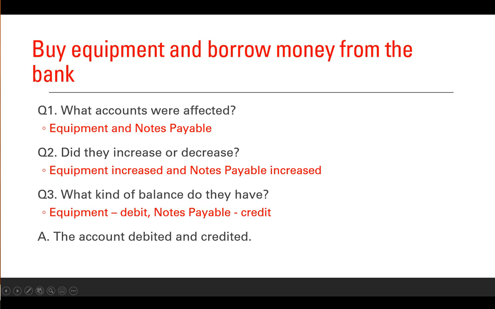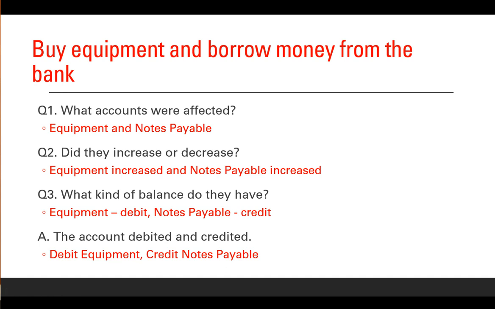Now we put it all together. The account we're going to debit, because equipment has a debit balance, it's increasing. We debit the equipment. Notes payable has a credit balance, it's increasing. We credit the notes payable. This is the reason why debits and credits give students trouble, because you have to make all of these decisions every time you make a journal entry, and you have to decide what to debit and credit.